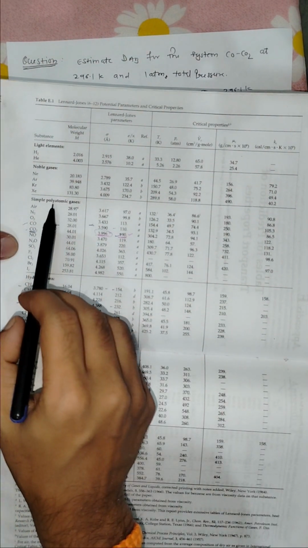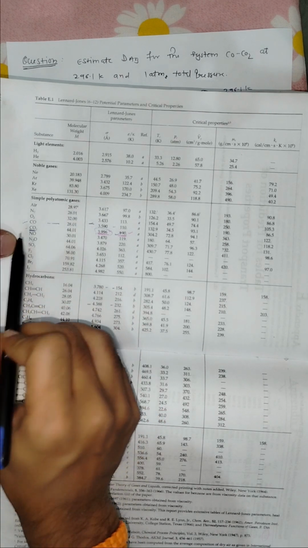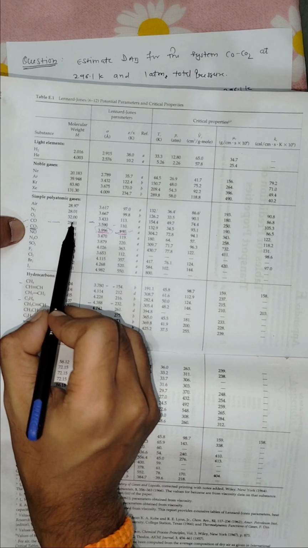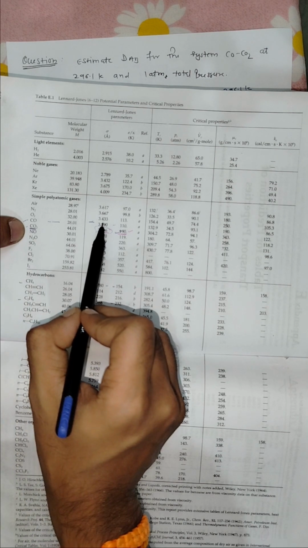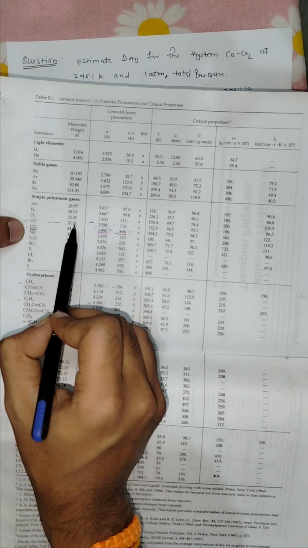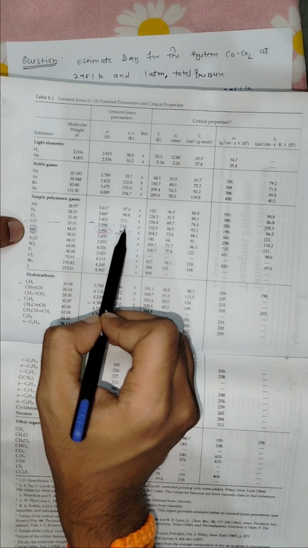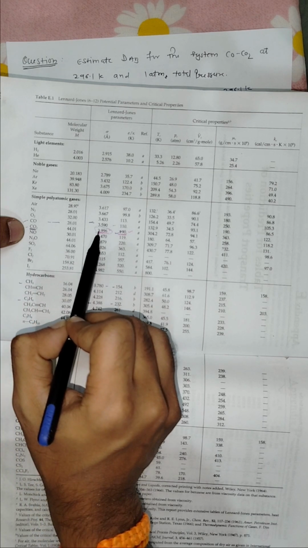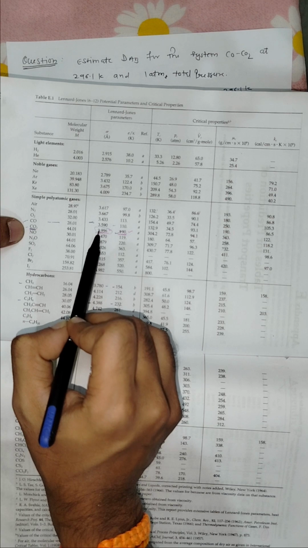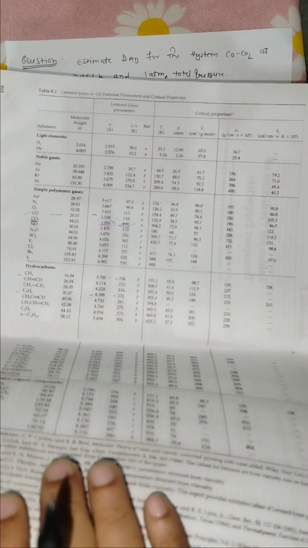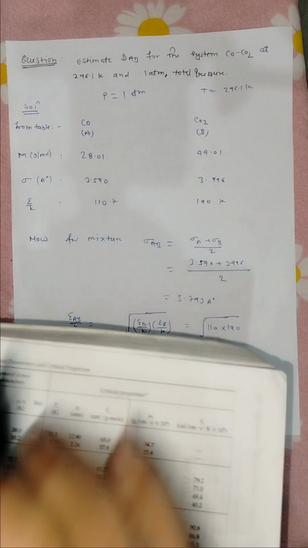So this is simple polyatomic gases. CO2 was our system. So corresponding to these, we have molecular weight, sigma and epsilon by K. So CO: 28.01, 3.590, 110. For CO2: 44.01 molecular weight, sigma, which is collision diameter, 3.996, and 190 for epsilon by K. You can also verify it from here as well.